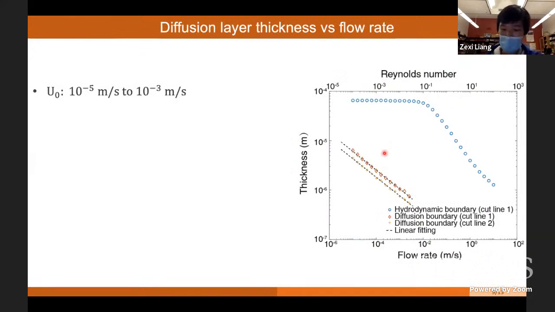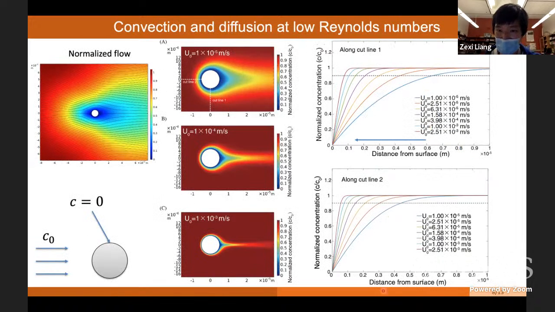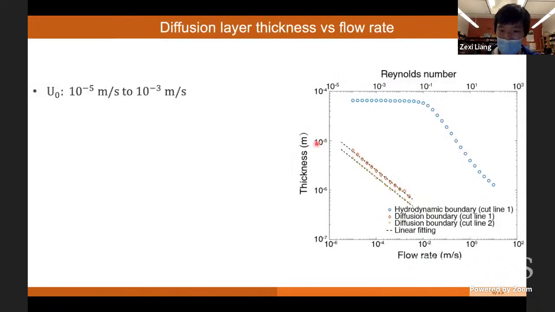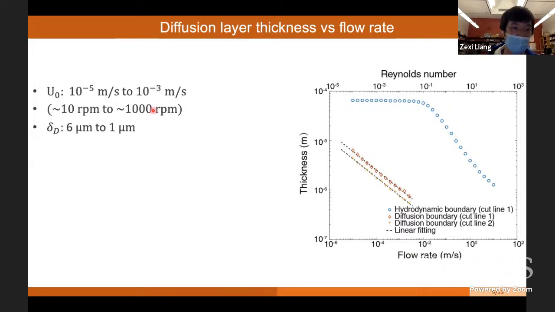Okay, so here we plot the thickness of the diffusion layer over different flow rates. It just summarizes the results from these two figures. We found that as the flow rate increased from 10^-5 to 10^-3, the thickness of the diffusion layer decreased from roughly 6 micrometers to 1 micrometer. And these two speeds refer to rotational speeds of 10 RPM to roughly 100 RPM. This is the range that we have tested in our experiments.